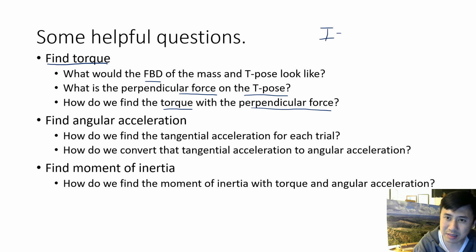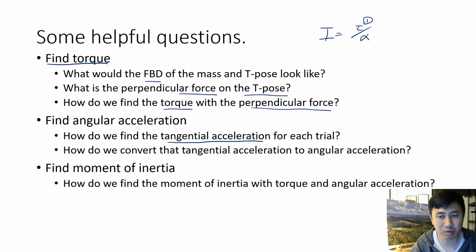Keep in mind that I is equal to torque over alpha. So first do that. Find the torque. Then you need to find the angular acceleration. So can we find the tangential acceleration? What kind of equation do we have to find the acceleration of something falling, given a distance, 1/2 at squared? And then how do we convert that tangential acceleration to angular acceleration? So first find a, and then convert that to alpha. That's going to take a lot of discussion and work on your end. So talk to each other, figure that out.